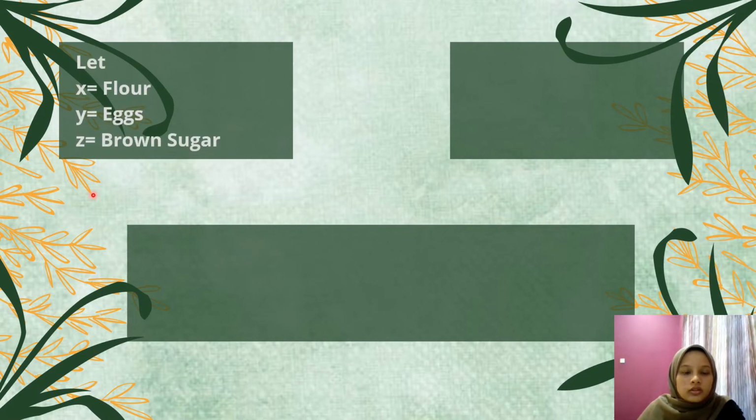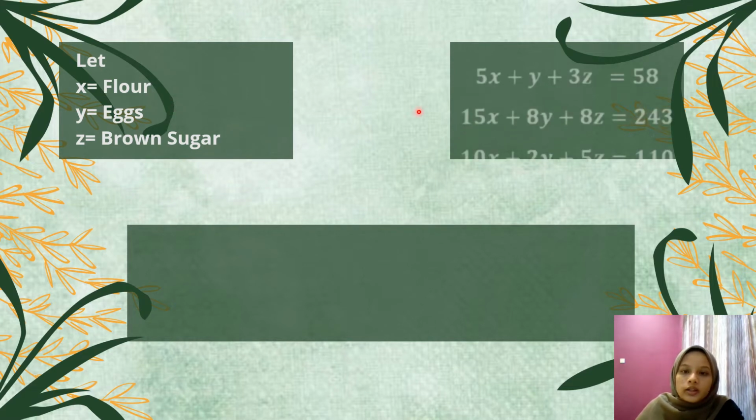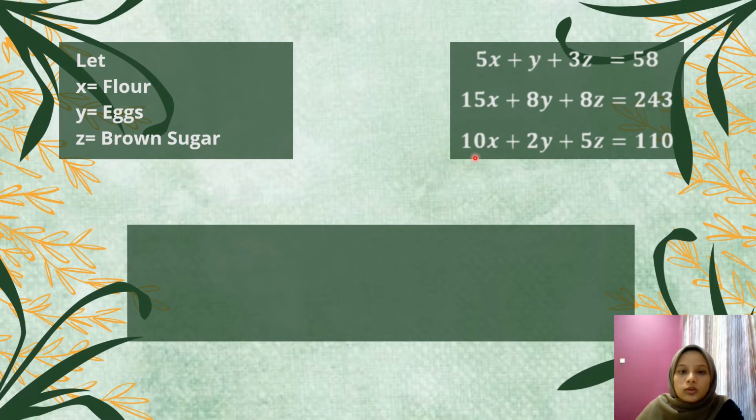Okay, firstly we will write the items as variables, where x equals flour, y equals eggs and z equals brown sugar. Then we need to form a linear equation from the information given: 5x plus y plus 3z equals 58, 15x plus 8y plus 8z equals 243, and 10x plus 2y plus 5z equals 110.